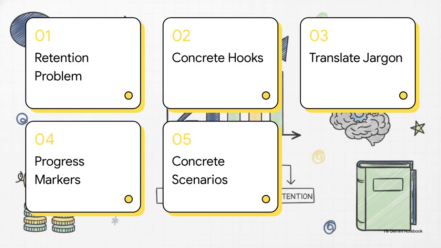To fix that massive drop-off, here is our roadmap for today's explainer. First, the audience retention problem. Second, hook with concrete outcomes. Third, translate the financial jargon. Fourth, use visual progress markers. And finally, number 5, concrete scenarios and transparency.